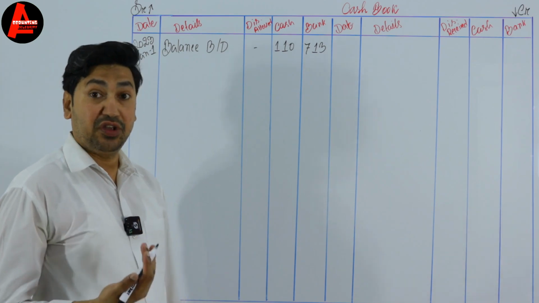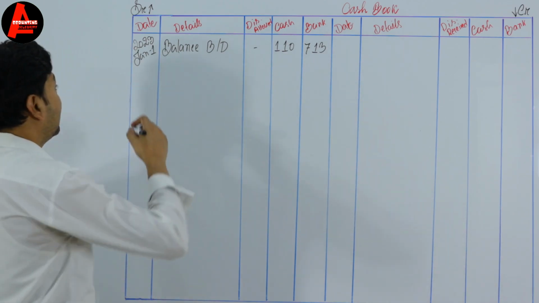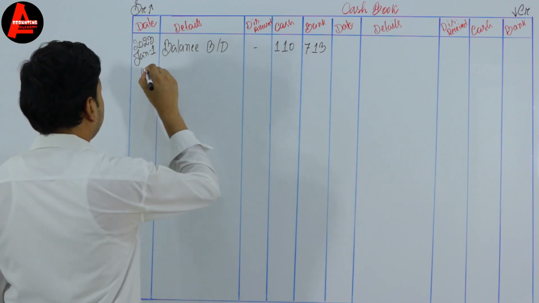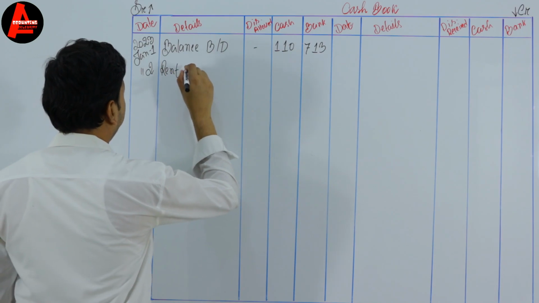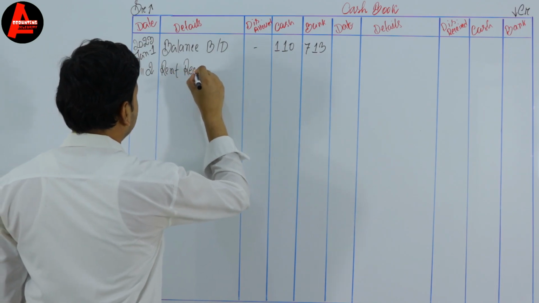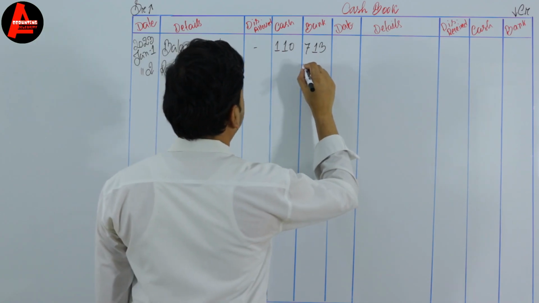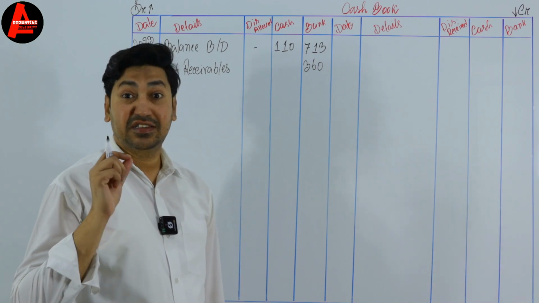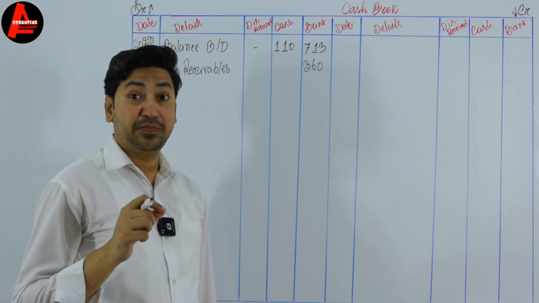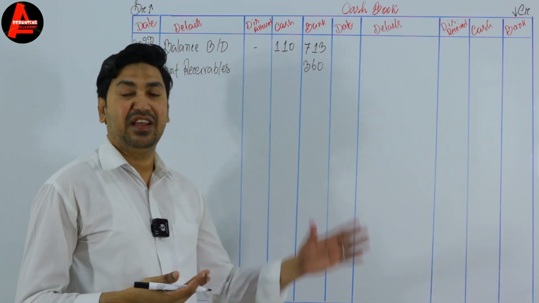Transaction number 2 means January 2, here rent received. We will record on the debit side as the bank balance is increasing. So let us write here January 2, rent receivable, and $360 we will write on the bank column. Simple, but you need to understand. Just remember, a bank or cash balance increase will be debited, decrease will be credited.